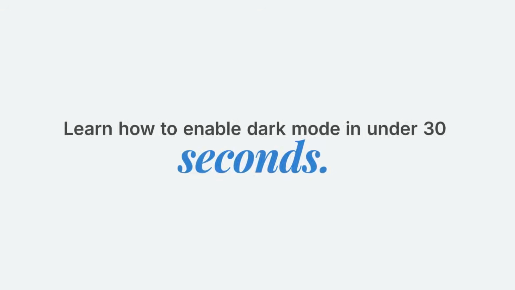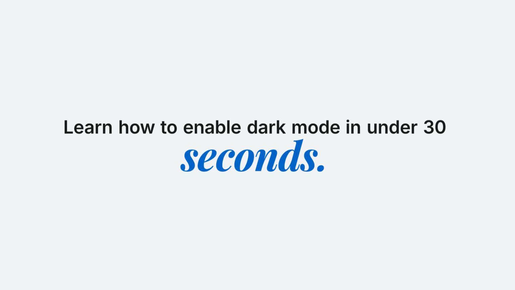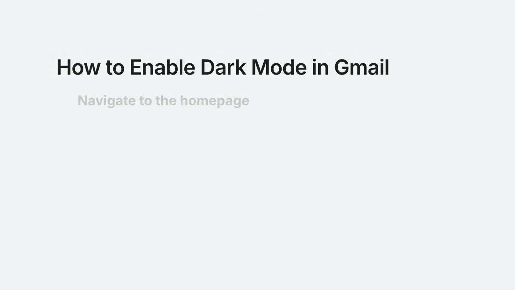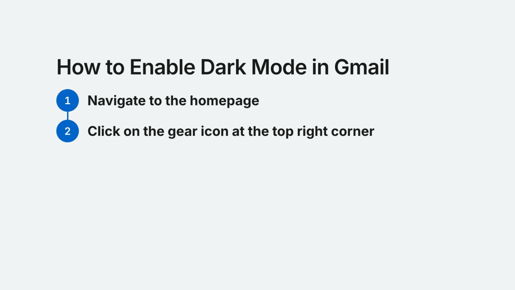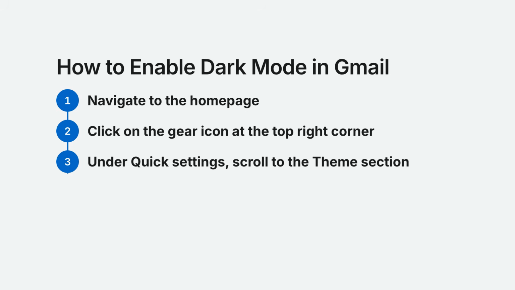Are you tired of Gmail's bright white screen hurting your eyes at night? Learn how to enable dark mode in under 30 seconds. I'll show you exactly where to click in Gmail's settings to switch to dark mode. Just follow these 6 simple steps.